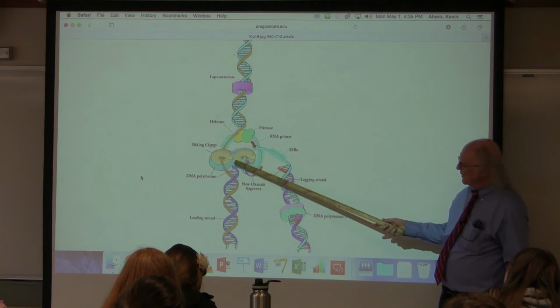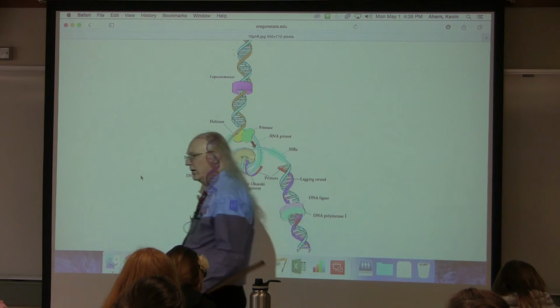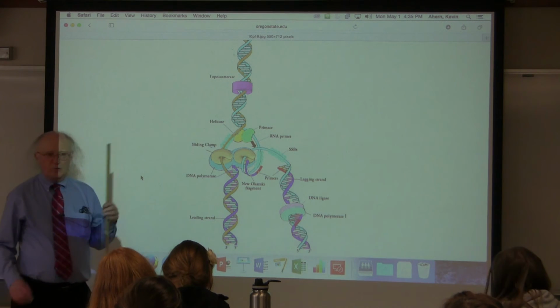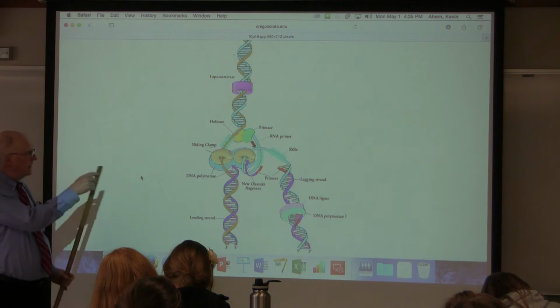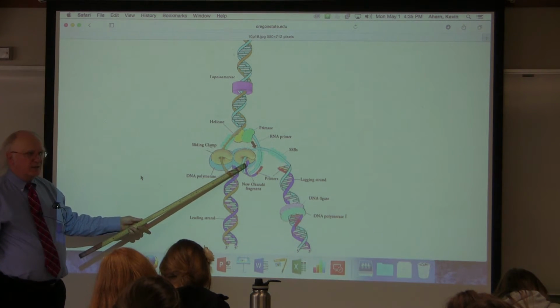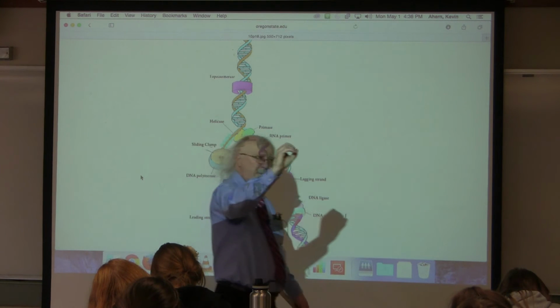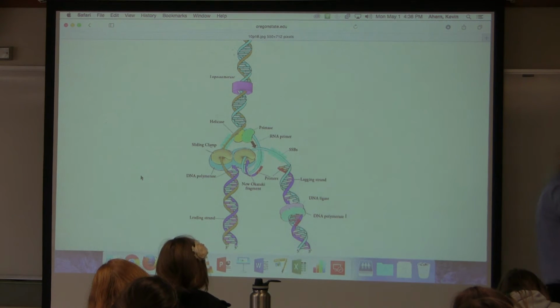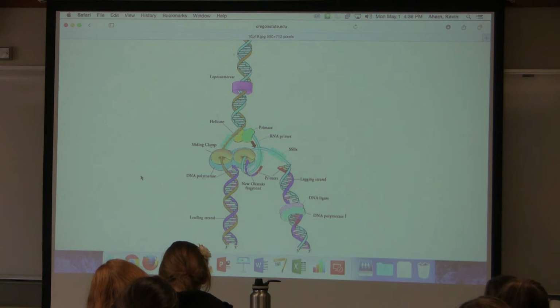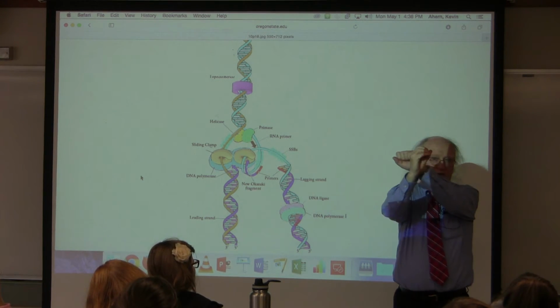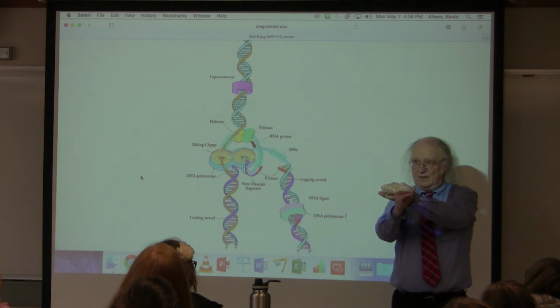What else do we have at a replication fork? There's something here called a sliding clamp. What the heck is a sliding clamp? Sliding clamp is a protein. It binds to the DNA polymerase, and it helps to hold the DNA polymerase onto the DNA. You see that little ring structure. We can think about it like my hand. My fingers wrapping around a strand of DNA. So if my hand is now bound to the DNA polymerase, and this guy is holding onto the strand, then the DNA polymerase will be held to the strand.